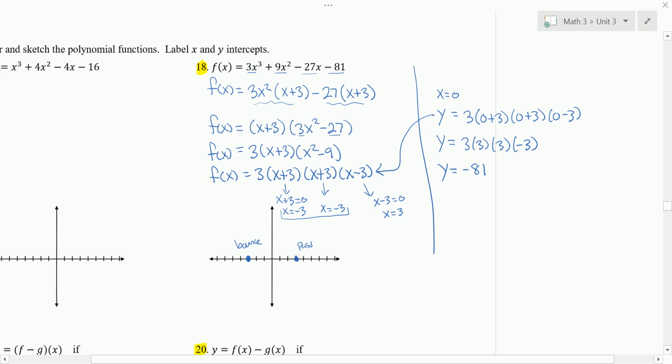Probably an easier way to do this is if you plug in x equals 0 into the original function, because you could see the first 3 terms would 0 out and you'd end up with negative 81. But either way, we want a y-intercept at 0, negative 81. So that's way down here.